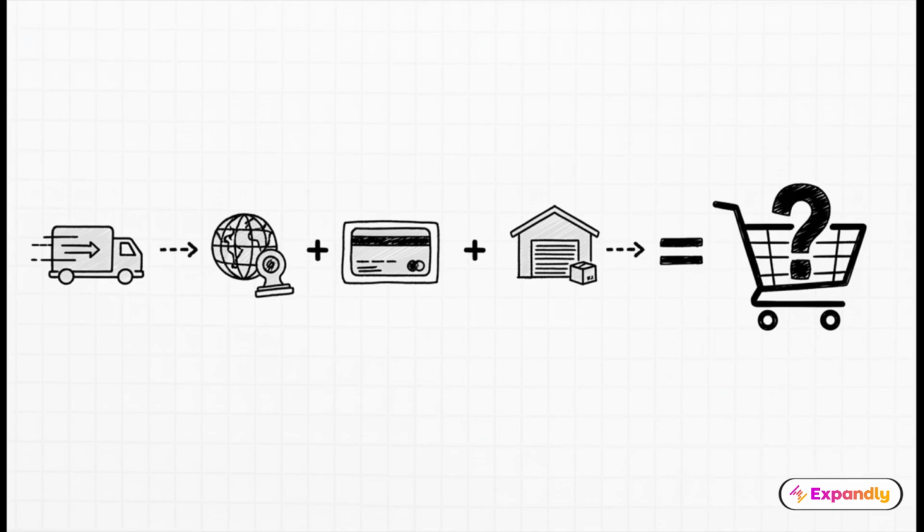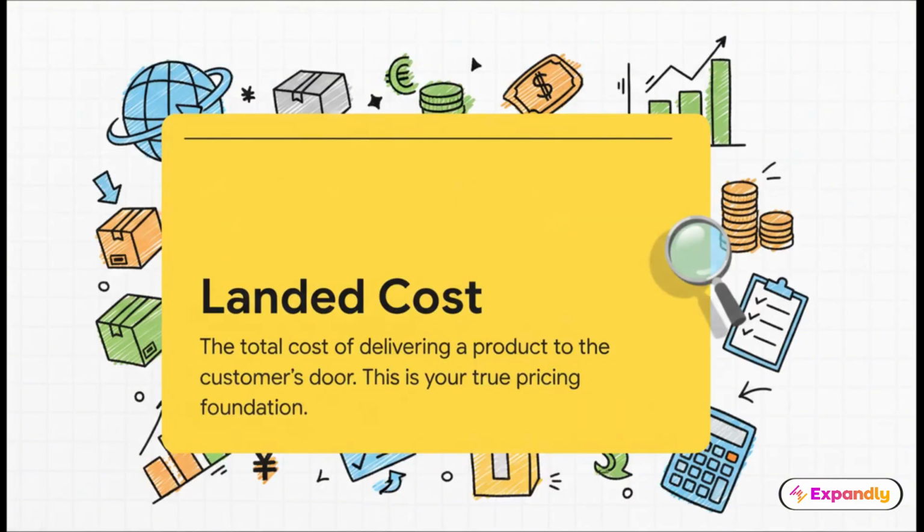And the list just keeps going. You've got payment processing fees that change by region, and hey, if you're using local warehouses to get products to customers faster, that's another cost to bake in. You see how fast this gets complicated? Okay, so all of this boils down to one absolutely crucial concept: landed cost. This is the total all-in cost to get one of your products from your warehouse into your customer's hands. This number, not your home country price, is the real foundation for your entire international strategy.